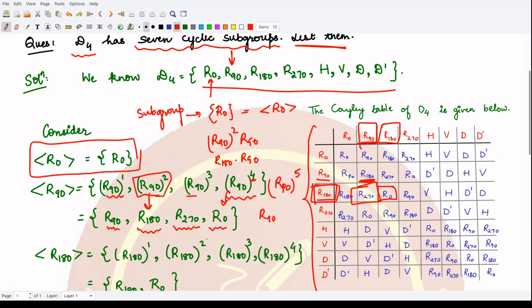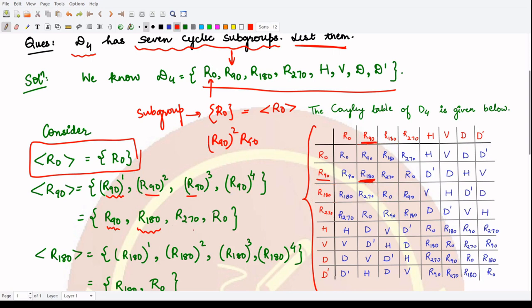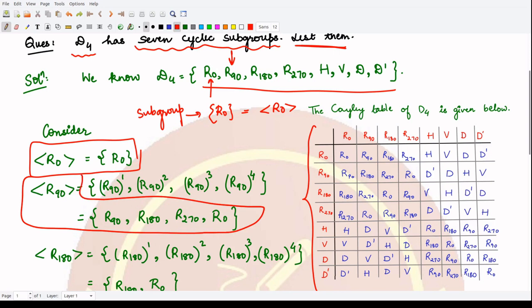Hence the subgroup which is generated by the element R90 contains 4 elements within it: R0, R180, R90 and R270, right? So this is the second subgroup, a cyclic subgroup in fact, which we obtained from R90 by taking the powers of R90. Right? What about the third element?